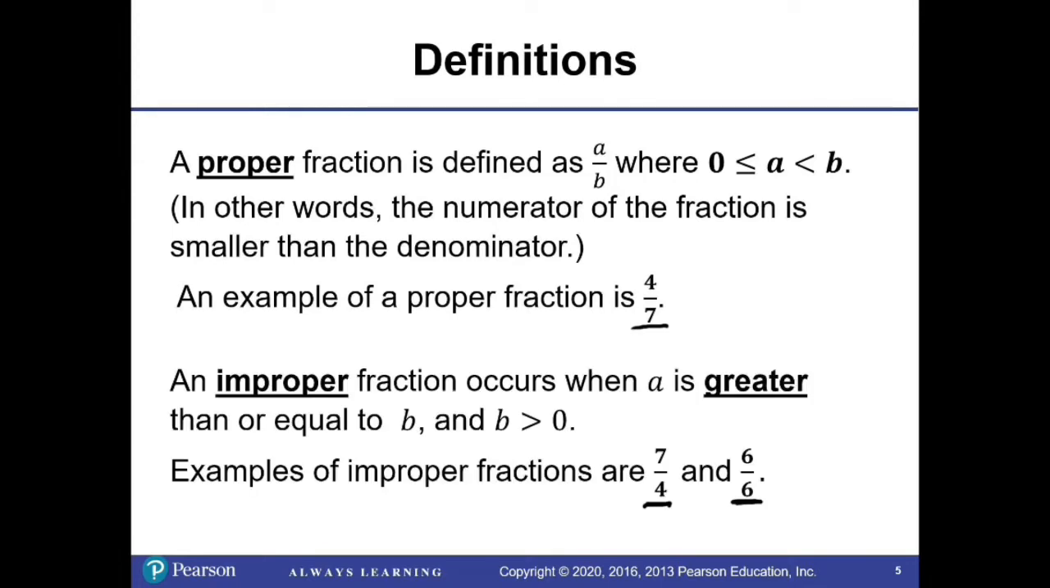So with an improper fraction, the numerator is greater than the denominator. 7/4 and 6/6 are both improper fractions. Now 6/6 is improper because the definition is not just greater than, but greater than or equal to. And again, if I have negative numbers like negative 7/4 or negative 6/6, these are also improper fractions. What this definition leaves out is the absolute value of the numerator is greater than the denominator.